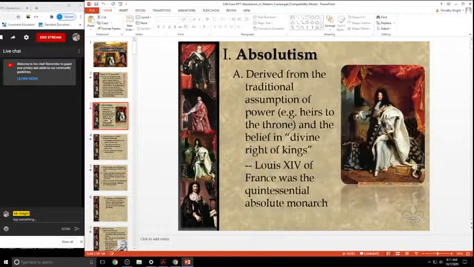So, this age of absolutism is derived from the traditional assumption of power, which is heirs to the throne, and the belief in this thing called the divine right of kings. Now, we've talked a little bit about divine right before when we talked about James I and Charles I of England. James and Charles I of England were the first and second Stuart kings after the death of Elizabeth, the last of the Tudor dynasty in England.